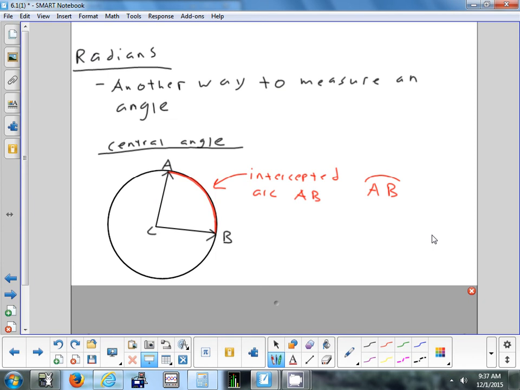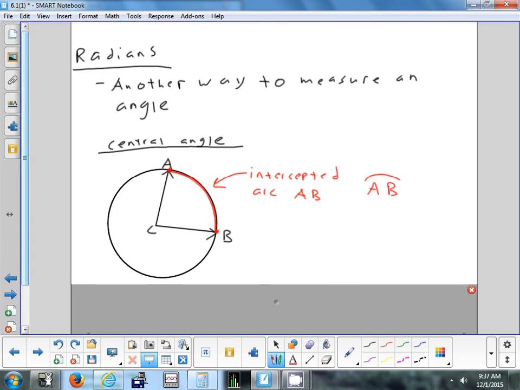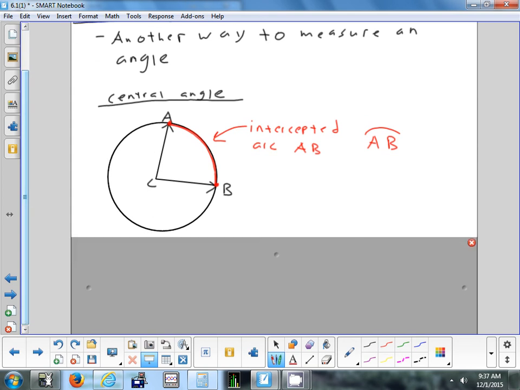One of the sides of the angle is ray CB. The other one is ray CA. CB comes out from the center and it hits the circumference right there. CA comes out from the center and it hits the circumference right there. If I connect those two dots I just drew, that portion of the circle is called an arc, and the notation for that is arc AB. I'm going to use this diagram to show you exactly the connection between a radian and a radius.